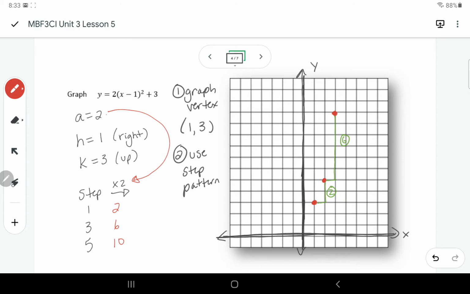Now the next one would be over 1 and up 10, but that's going to be way off my graph. So I'm just going to kind of mirror this on the other side. It should be exactly symmetry, exactly through that line of symmetry. It will be the same on both sides of the vertex. So then we just connect it. Make sure you put arrows at the ends of your graph to show that it's continuing on forever. I'm going to write the equation, which is especially important if you have two parabolas graphed on the same axis. I need to know which one is which.